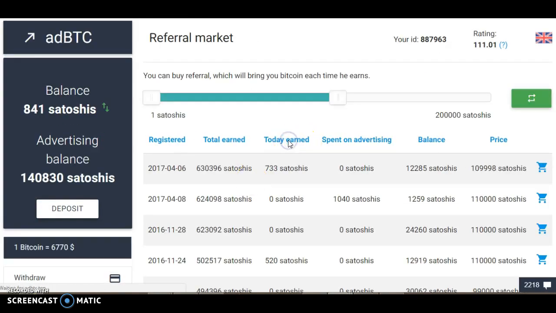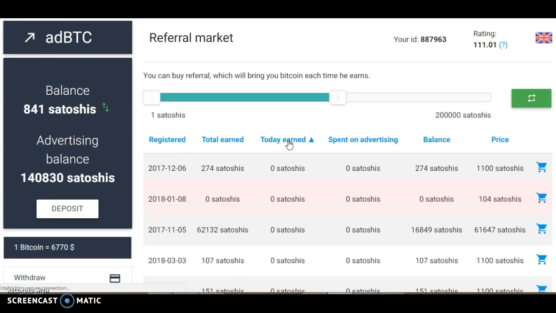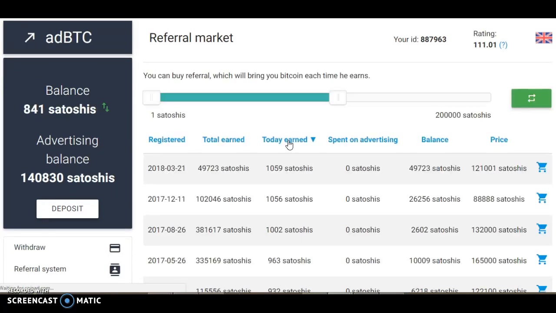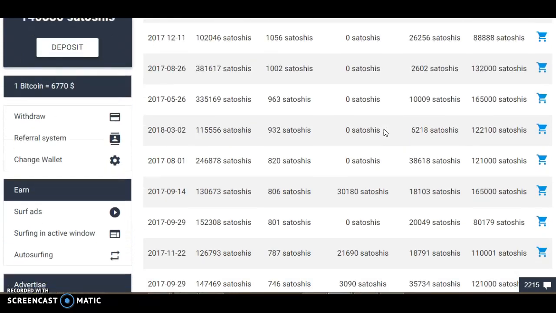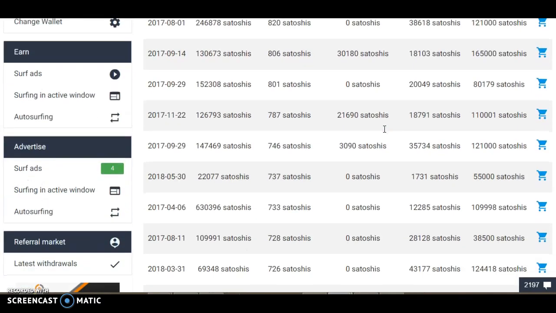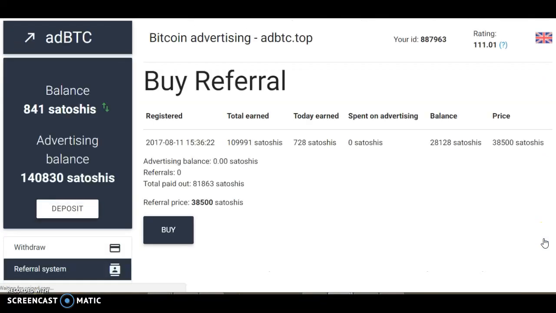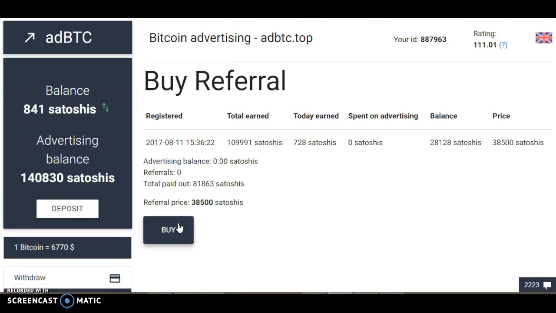Okay, do the same thing. Make sure it goes by how much they earned today. And I still have 140,000. And again, I could purchase these, but then that would be all of my money. And I want to stretch it out so I have more people that are working on my behalf so that I can receive earnings. So this one looks pretty good here. They signed up 8/11. They've earned 109. They earned 728 today. I'm going to go ahead and say yes to that one. Add it to my cart and buy.